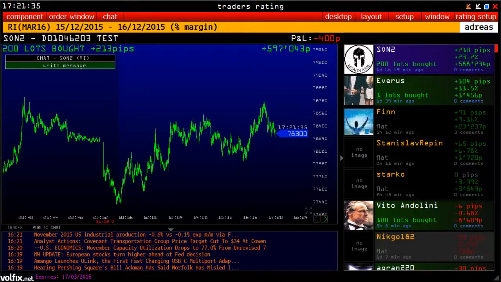Today we compare the program Volfix with the popular platform MetaTrader 4. We look at and compare the pros and cons of MetaTrader 4 and the Volfix program.